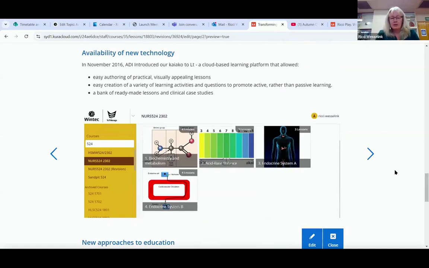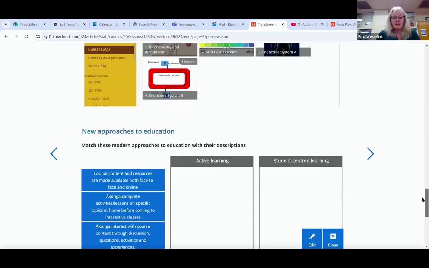So one of the other things that happened at that time was there was an availability of new technology. So ADI introduced our teachers, our kaiako, to LT, and that allowed us to author practical, visually appealing lessons, allowed us to create a variety of different learning activities and questions to promote active learning rather than passive learning. So to ask and require the students to be actively involved in making connections and solving problems rather than just receiving information, as well as the ready-made bank of lessons and clinical case studies.